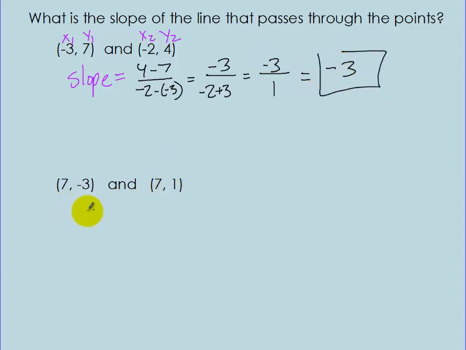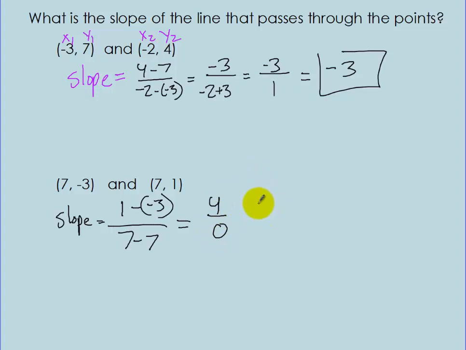For these 2 points, the slope is going to be 1 minus negative 3 over 7 minus 7. What happens on the top? That's going to be 4. On the bottom, it's going to be 0. You can't divide by 0, so the slope is undefined. This is a straight up and down line, so it's an undefined slope.